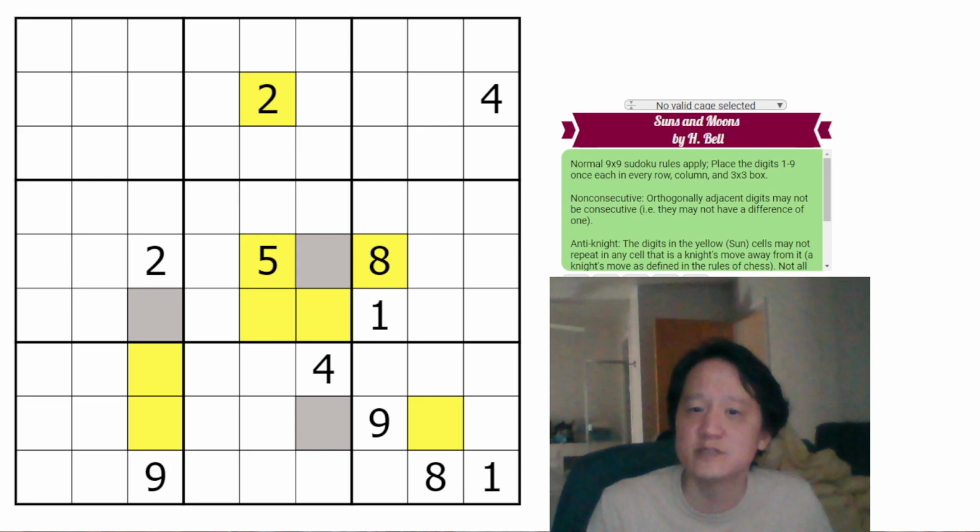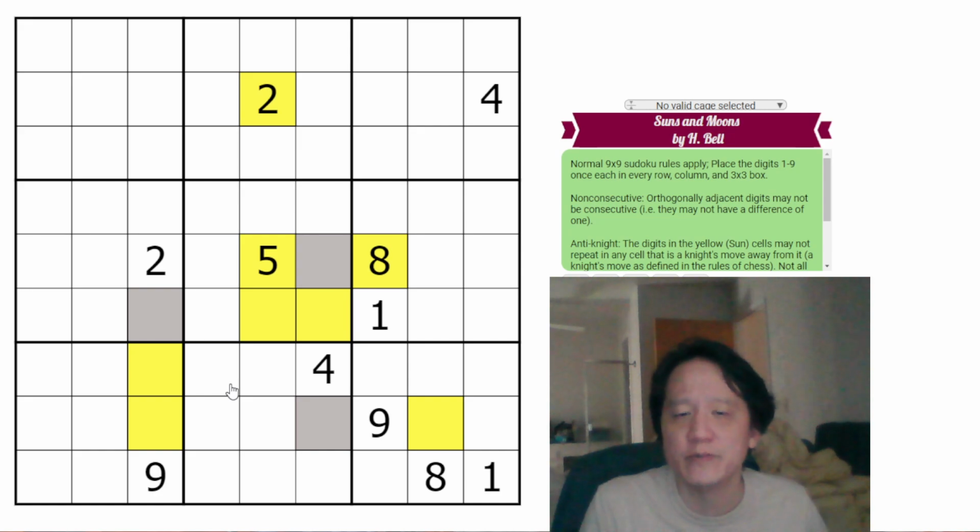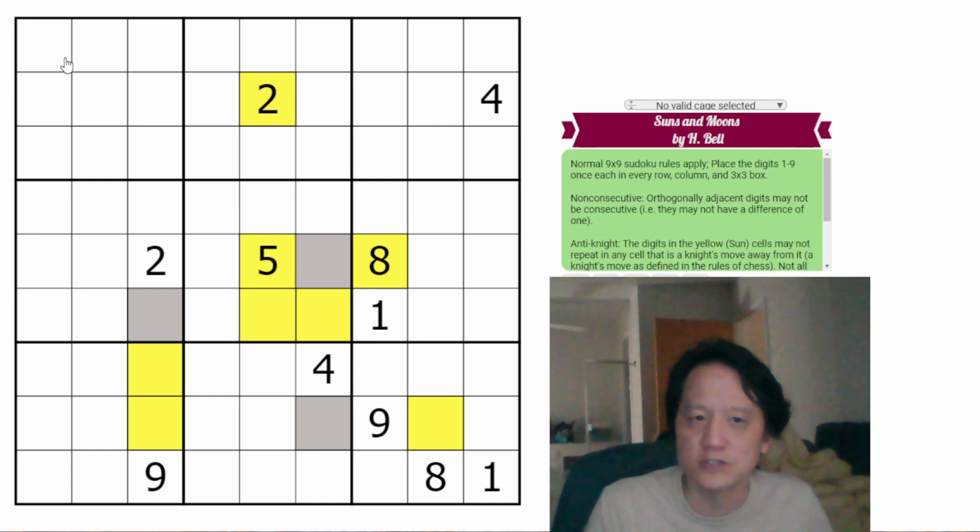Anyways, on to today's puzzle. Today's puzzle is called Suns and Moons by H. Bell, and here are the rules. Normal 9x9 Sudoku rules apply. Place the digits 1 through 9 once each in every row, every column, and every 3x3 box.